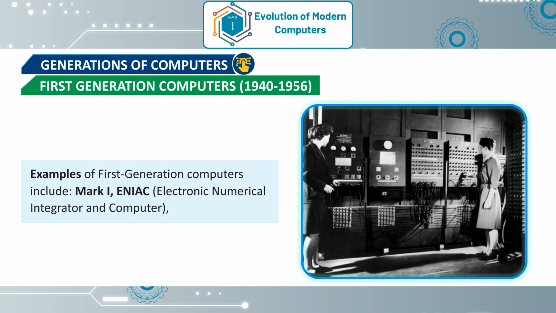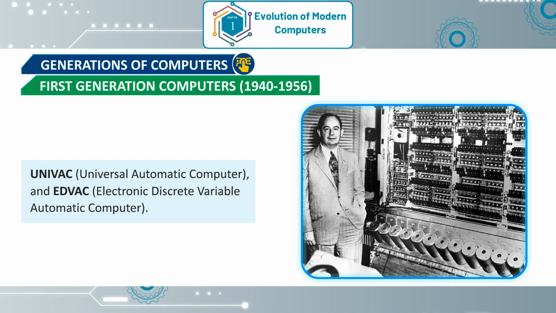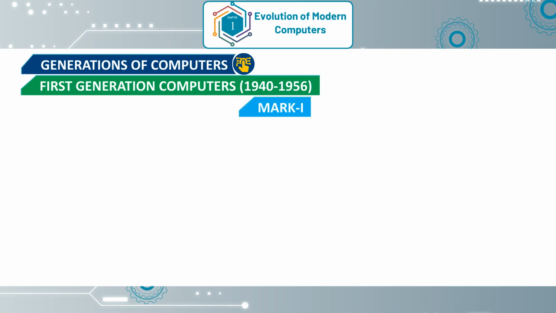Examples of first-generation computers include Mark I, ENIAC, Electronic Numerical Integrator and Computer, UNIVAC, Universal Automatic Computer, and EDVAC, Electronic Discrete Variable Automatic Computer.